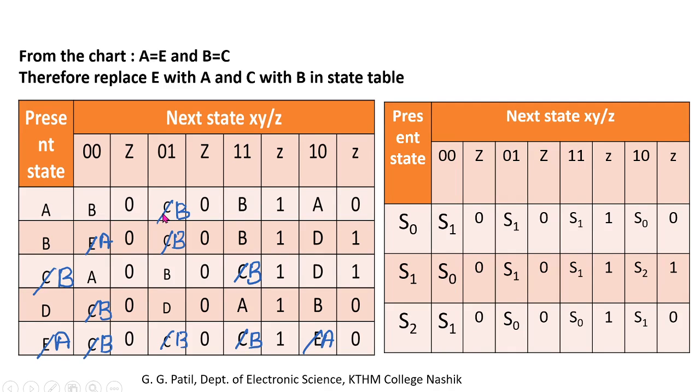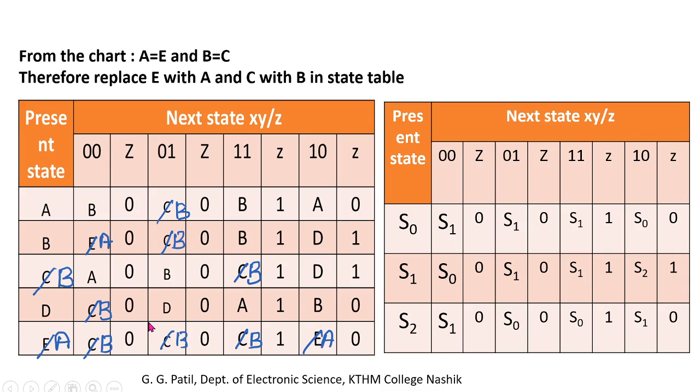Here A, B, C is there, replaced by B. Here no C and E. Here E is there. E has to be replaced by A, and C has to be replaced by B. Again, C has to be replaced by B. C is replaced by B. Here is also E, replaced by A.